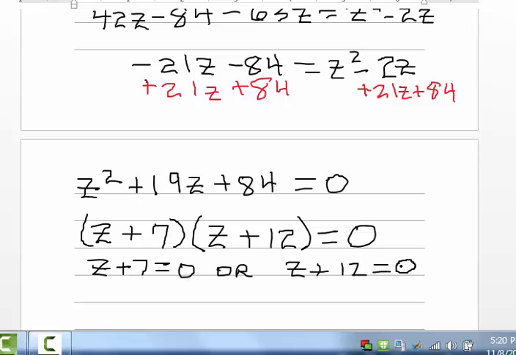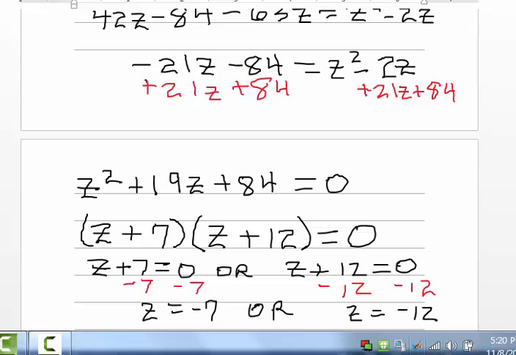So the only way this product is going to be 0 is if z plus 7 is 0 or z plus 12 is 0. So let's add a negative 7 to both sides of the first equation and negative 12 to both sides of the second equation. The first equation gives us z equals negative 7. The second equation gives us z equals negative 12.